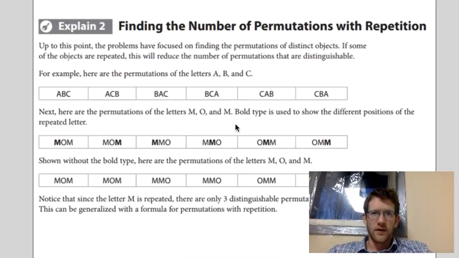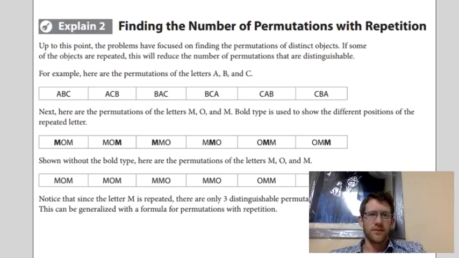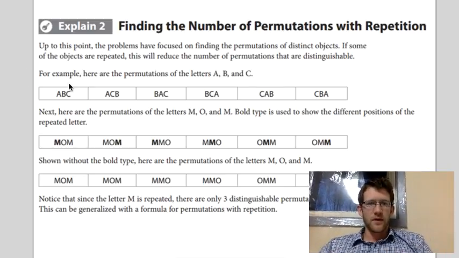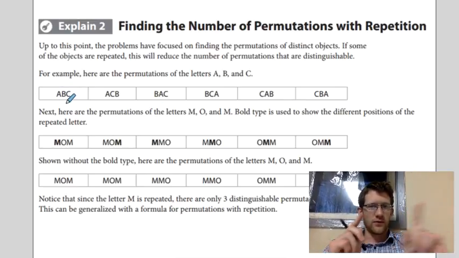Just wanted to go over finding numbers of permutations when we repeat something. For example, before, when we had three objects, A, B, C, we figured out how many different possible ways we can reorder those. It's simply 3 factorial, right? So there's 6 different ways we can order those letters. But what if we repeat some of the letters?